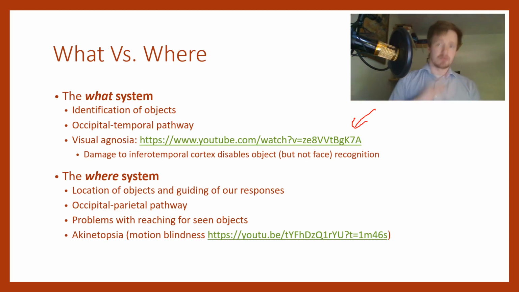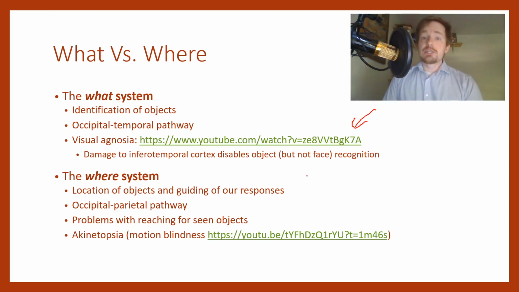Sometimes I will tell you to go check out a video. This is one of those videos that people at the end of the semester still remember. I highly recommend checking it out because it will stick with you. It's a very good representation of what visual agnosia is. What would it be like to not be able to recognize what something is? We'll talk more about that in the next chapter when we talk about object recognition.